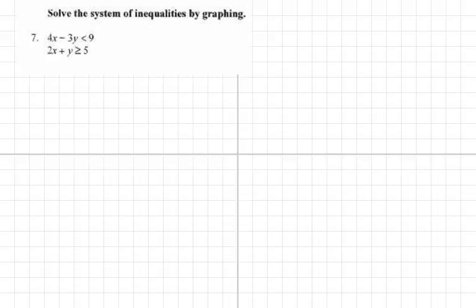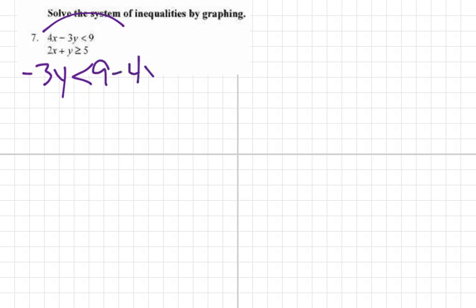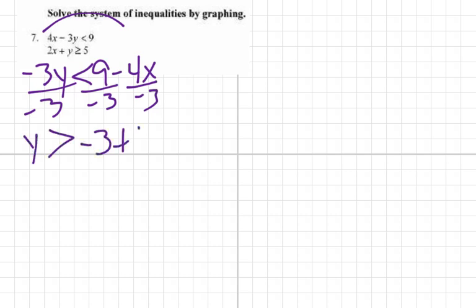Number 7 wants you to solve by graphing. Let's get some graph paper going here. Got to have y by itself. Move that x. So negative 3y is less than 9 minus 4x. Everything gets divided by a negative 3, which means you got to flip your symbol. Y is now greater than negative 3 plus 4 over 3x.